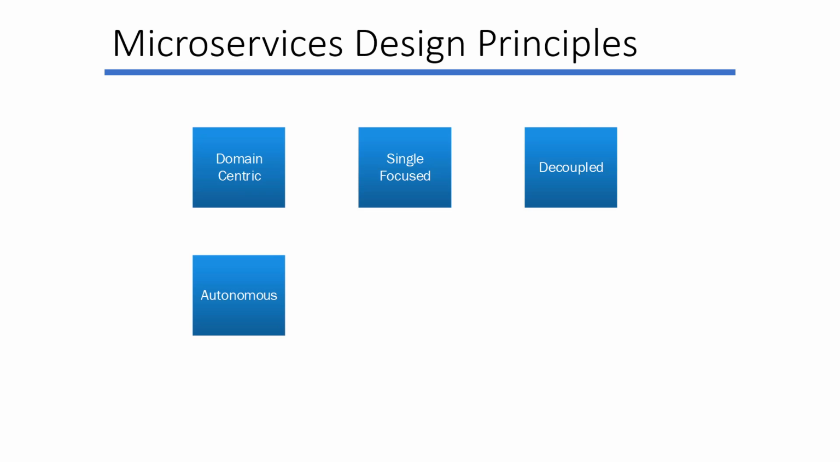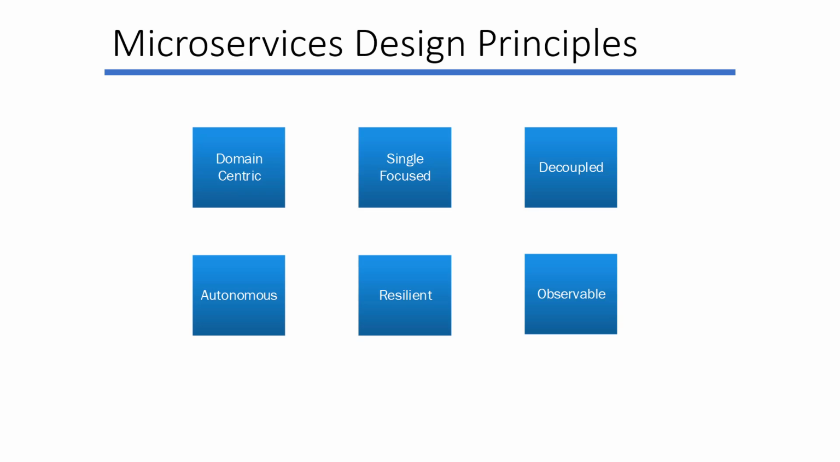autonomous, meaning individually deployable and scalable, resilient with the ability to fail gracefully, having mechanisms in place for retry logic and the ability to pick something up where it was left off, and observable through centralized monitoring and logging mechanisms in order to monitor health and address problems quickly.